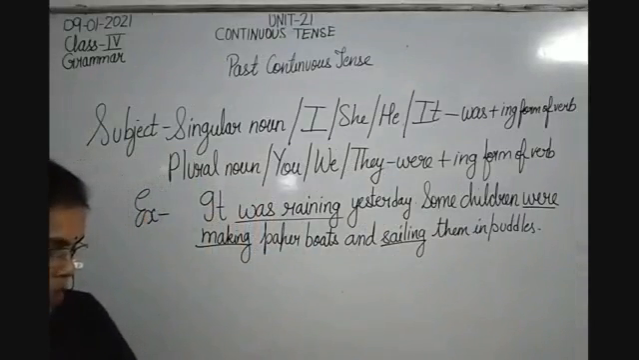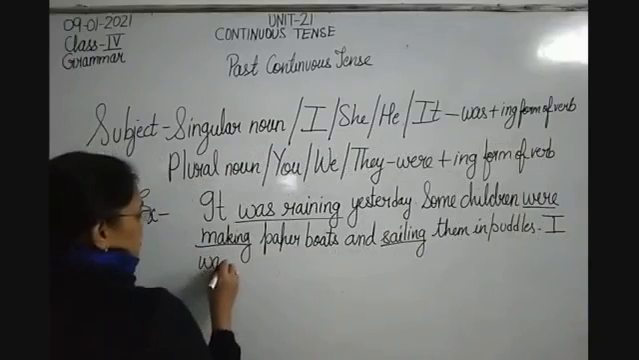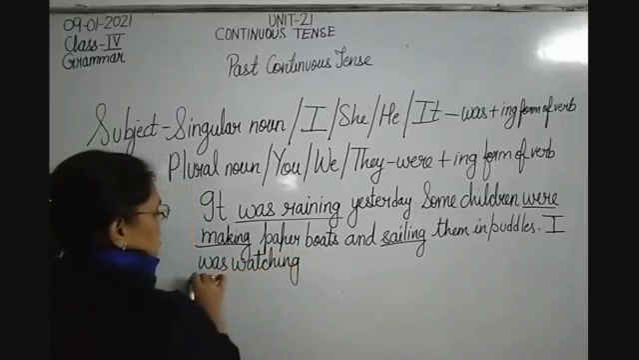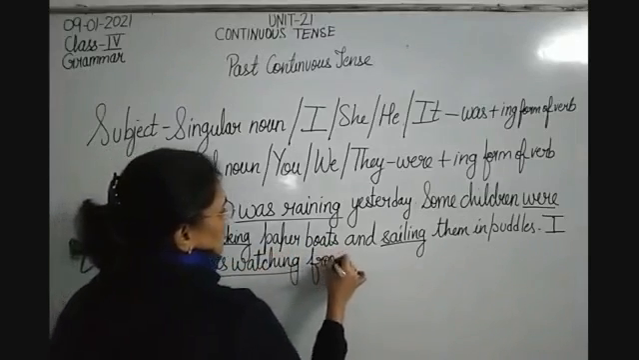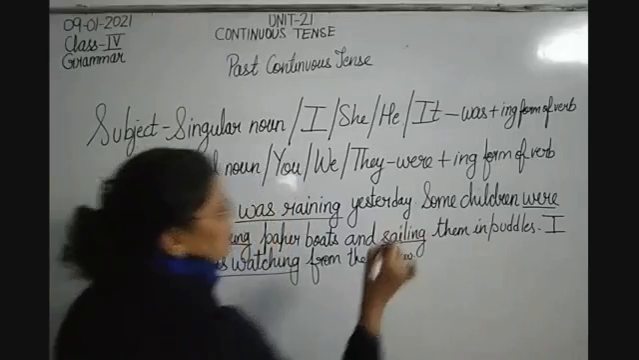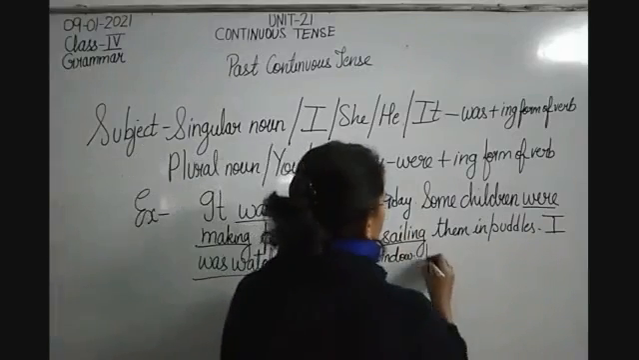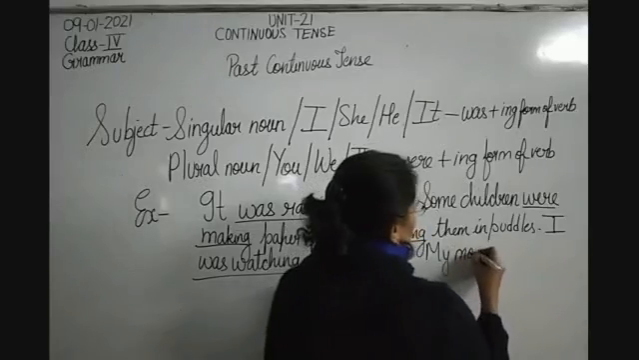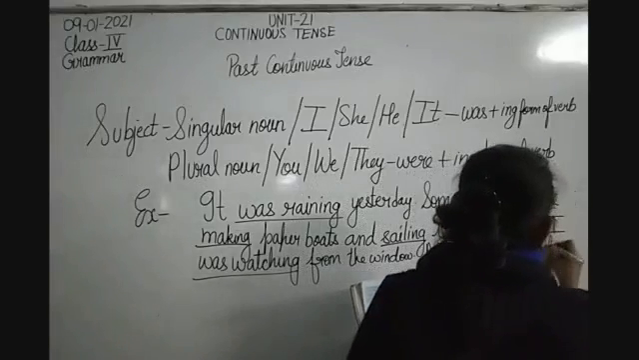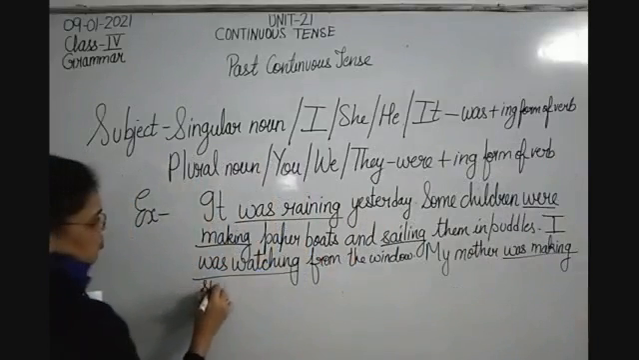Then I was watching from the window. I के साथ हम was plus ing form of the verb use करते हैं. I was watching from the window. Fine. I के साथ was plus ing form of the verb. My mother was making, my mother singular subject है तो was making snacks for me.